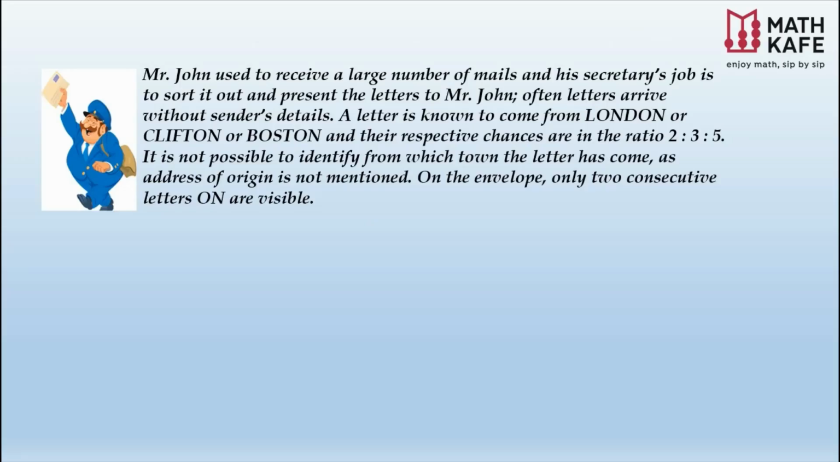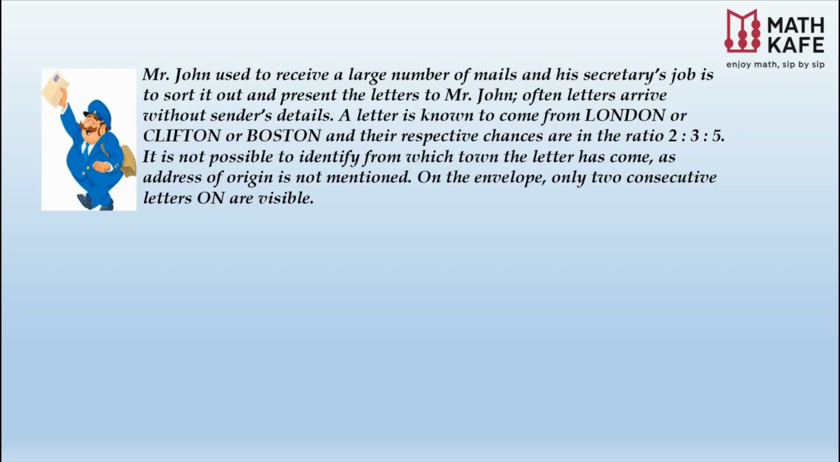Here is the question. Mr. John used to receive a large number of mails, and his secretary's job is to sort them out and present the letters to Mr. John. Often letters arrive without sender's details. A letter is known to come from London or Clifton or Boston, and their respective chances are in the ratio 2:3:5. It is not possible to identify from which town the letter has come, as the address of origin is not mentioned. On the envelope, only two consecutive letters ON are visible.